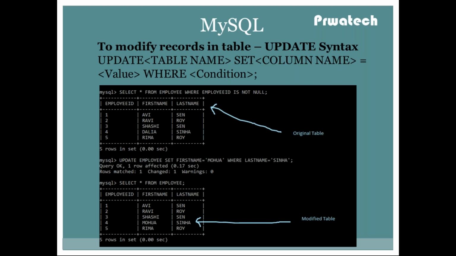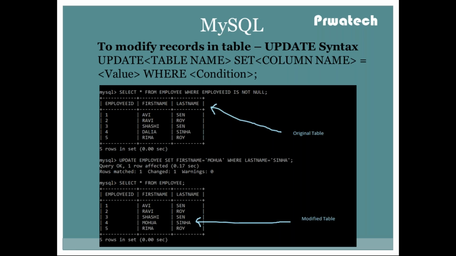Now see the result when we again do SELECT star FROM employee followed by a semicolon and then hit the enter button. See, what was our condition? WHERE last name is equal to Sinha. The first name was Dalia where the last name was Sinha, but now that we have changed it to Mohua, it's showing that where the last name is Sinha, the first name has been changed to Mohua.